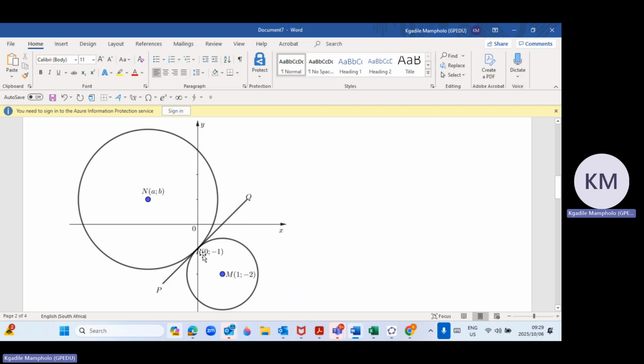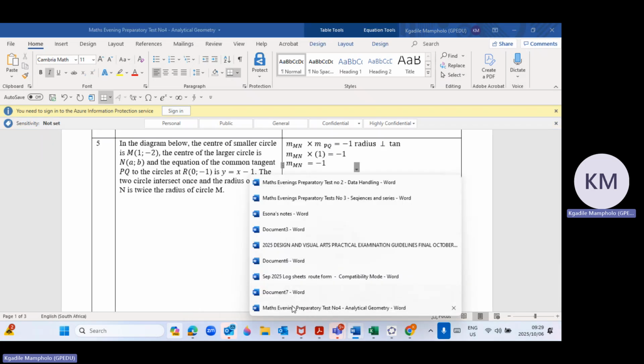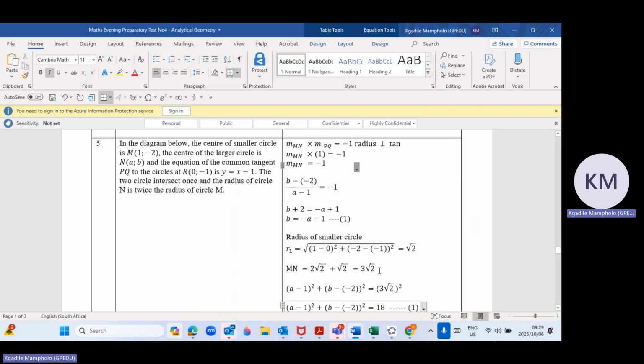Remember we said this one is 2 times this one. This is √2. Then from here to here it means it will be 2√2. So the whole length will be 2√2 plus √2. That is why we have 3√2. No, sorry, it has 3 root 2.